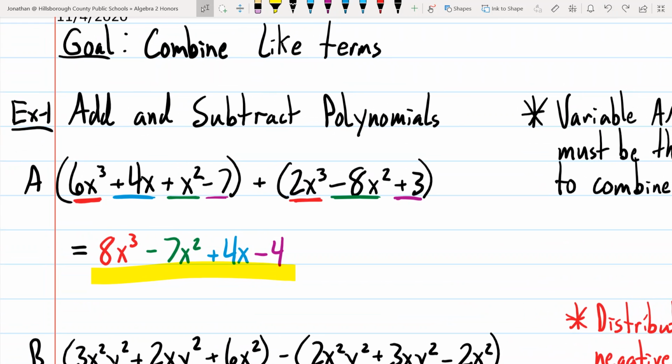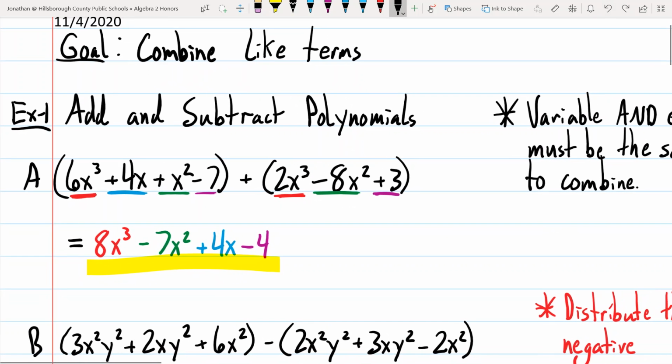We are adding these together, so we do not need to flip any symbols. I underlined my like terms in these different colors. I'm not going to be doing this in the future. This is just for your introductory lesson. 6x to the third and 2x to the third gives me 8x to the third. Then I go to see my squared term. So we're doing this in standard form. Do not just put these in a random order. 1x squared and negative 8x squared give me negative 7x squared.